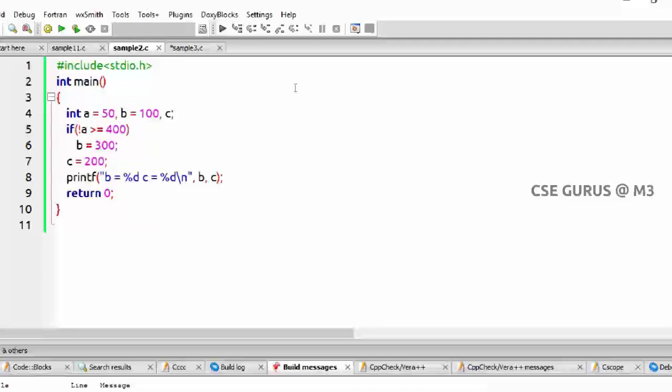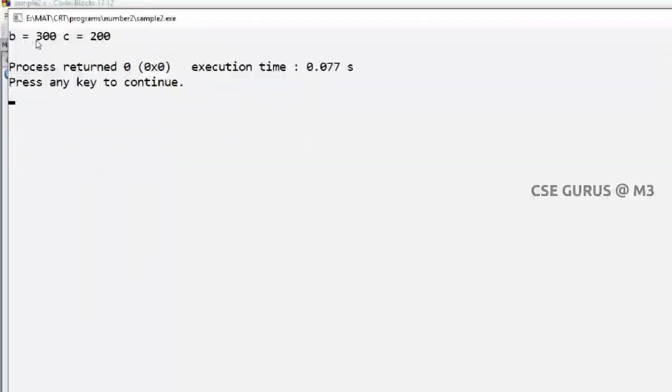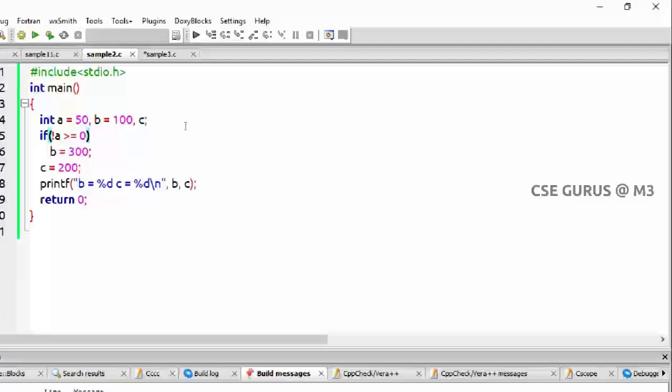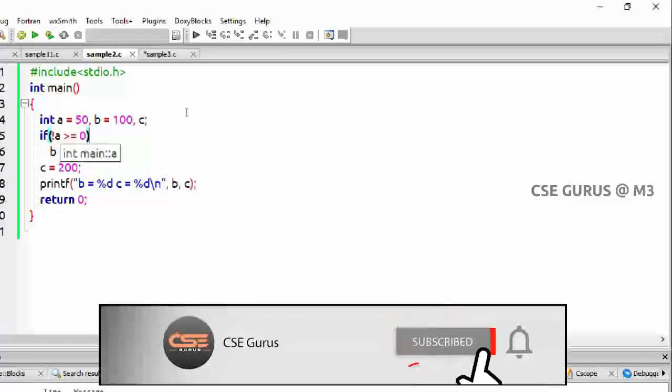Let us suppose I take a equals 0. So not of 0 is true, right? Let me take like this. So 0 is greater than or equals 0, yes, true. So that's why b value will become 300. You can see the output. Yeah, b value is changed as 300. So like this we need to observe how this can be taken. So which priority is first compared, like not and greater than, not will be taken first.